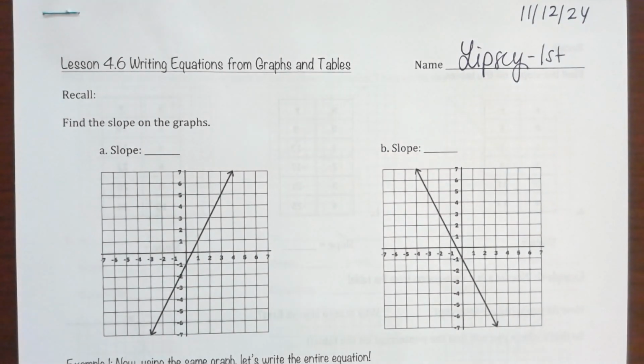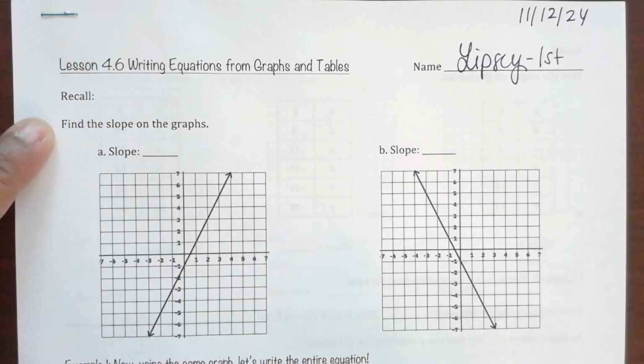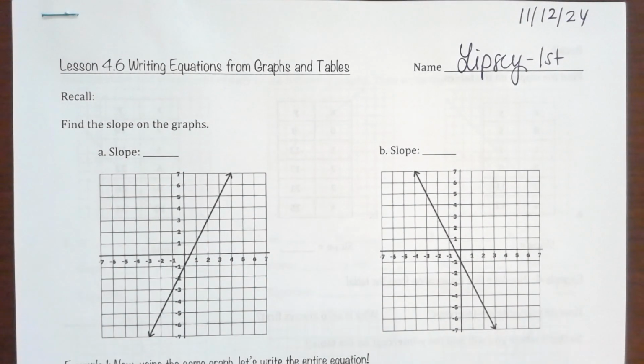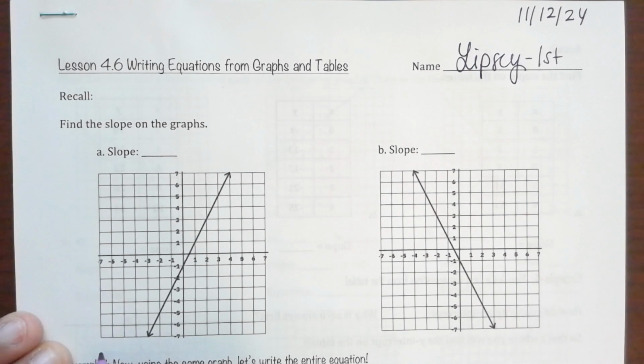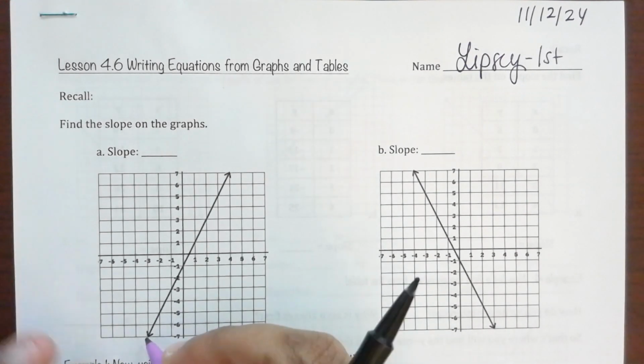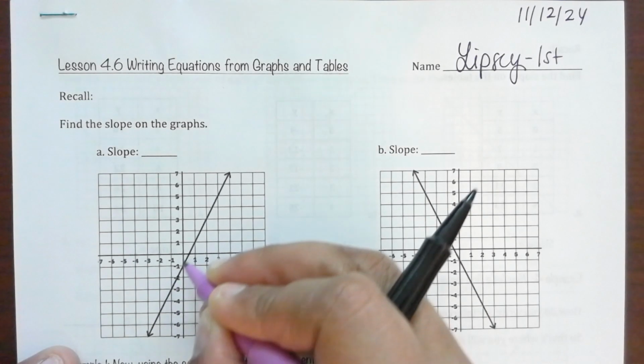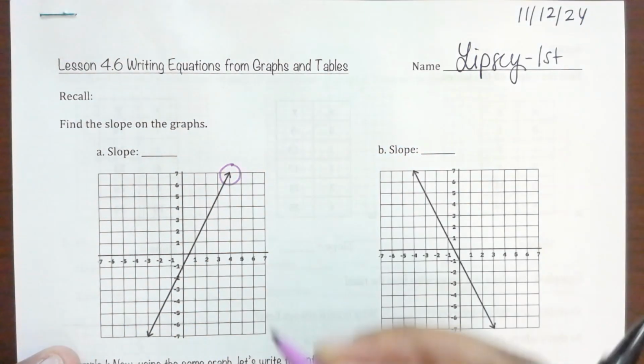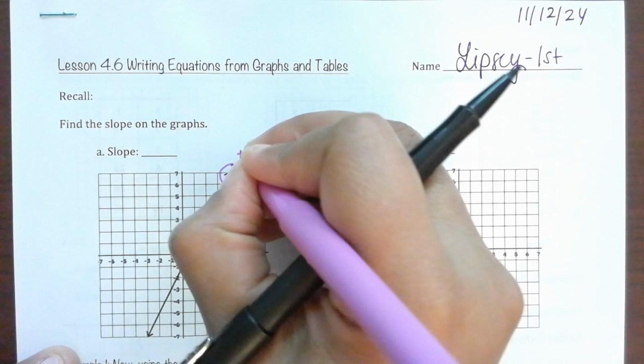So, looking at this, we're recalling. It says find the slope on the graph. Looking at graph A, in one word, how would you describe this slope? Positive, because we read graphs from which direction? Left to right. So put your pen on that leftmost arrow and go from left to right. What is that top arrow doing? Going up. That means my slope has to be positive.